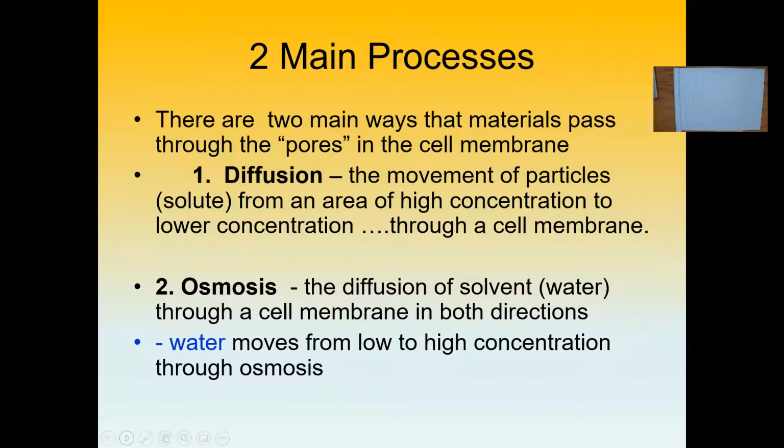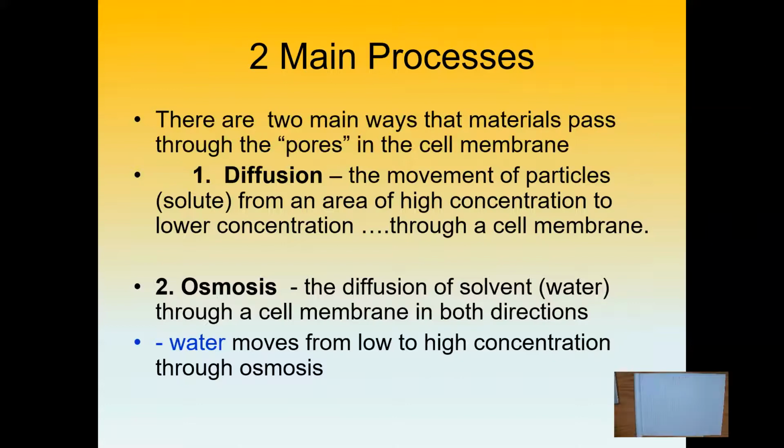So there are two main processes that enable materials to pass through the pores in the cell membrane. The first process is called diffusion. The second process is called osmosis. So we're going to introduce both of those today. I'm going to do part two of the video. I'll show you a couple of diagrams and things like that, and it'll become more clear to you. But for today, our learning goal is basically to get these terms down.